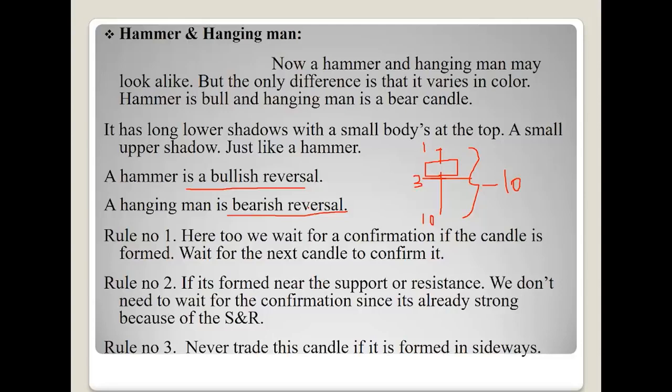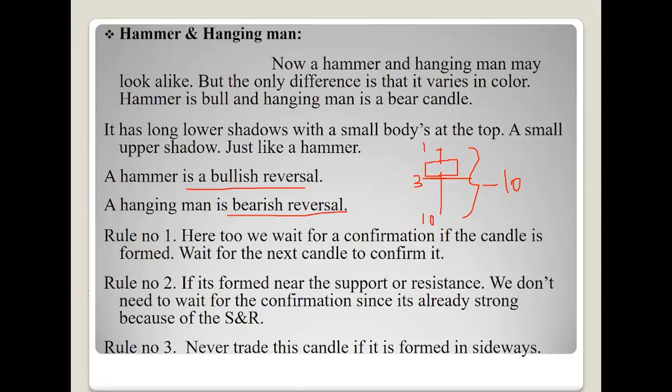So rule number 1, this is the important part. Here too, we have to wait for a confirmation. If the candle is formed, wait for the next candle to confirm it. Whenever you're going to trade with candlesticks, the first thing to do is wait for the next candle confirmation. Sometimes people are in a hurry in trading, so they get into a trade just seeing a candlestick pattern, but they don't wait for a confirmation. Once you get a confirmation, it is more certain that the trade can be profitable. So first wait for a confirmation and then enter into the trade setup.